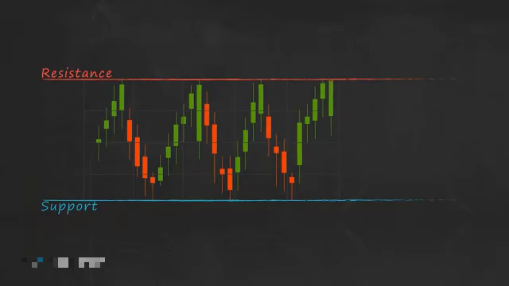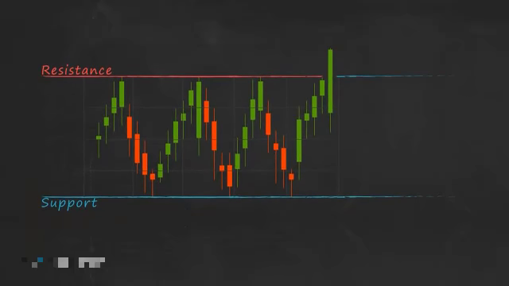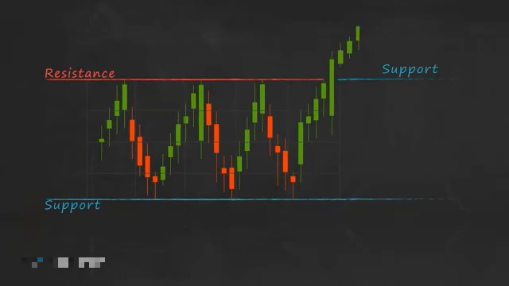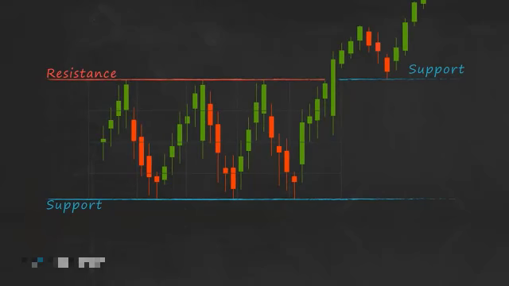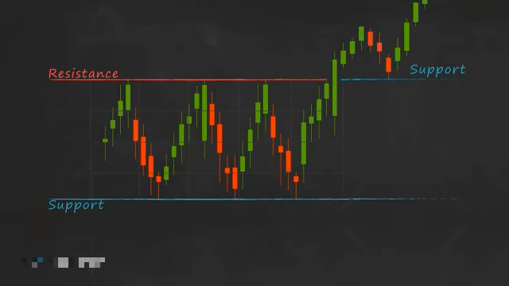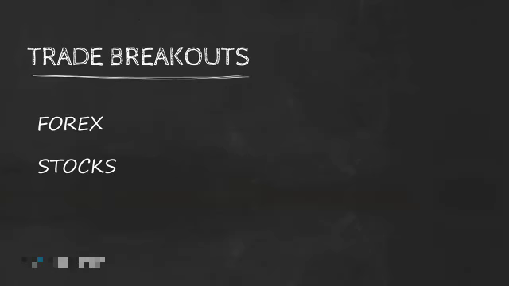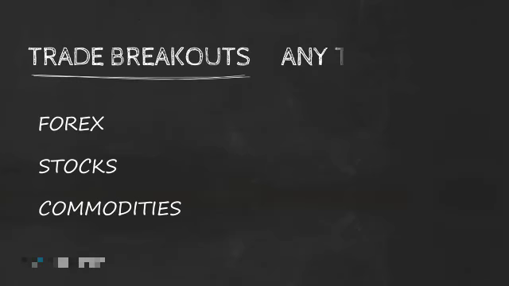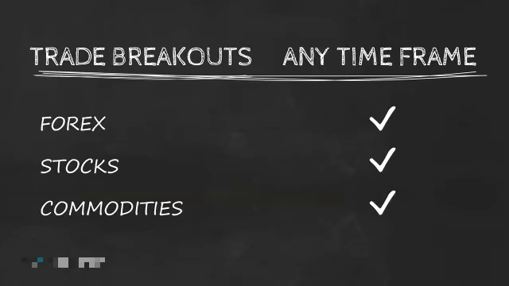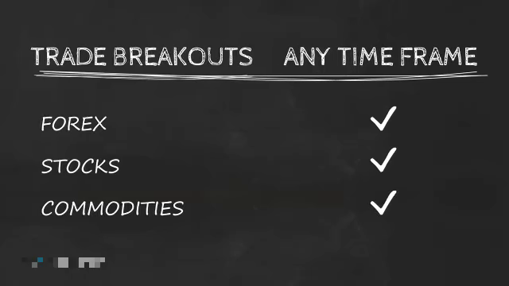Let's say the price breaks out above the resistance level. At this moment, the resistance line might become a new support level as the supply and demand has shifted, so most likely new levels of support and resistance will be established. So here's the general concept to trading breakouts. You can use the breakout strategy to trade forex, stocks or commodities, and it works with any time frame. It's a method of technical analysis that follows certain rules and can be applied universally.